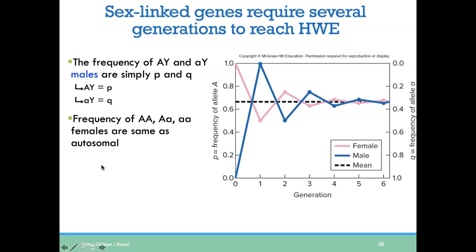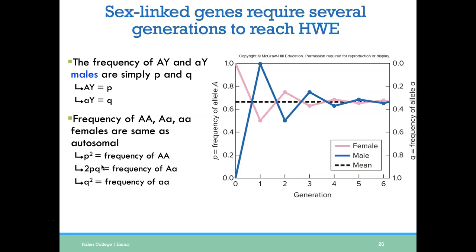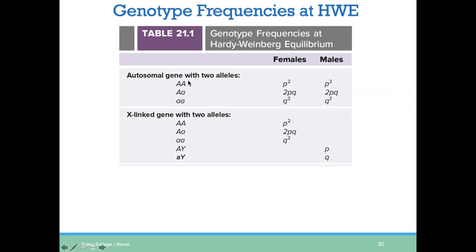And the frequencies of big A big A, big A little a, and little a little a females, meaning homozygous dominant, heterozygous, or homozygous recessive females, are the same as autosomal. So we can use the same P squared, 2PQ, and Q squared to figure out sex-linked genotype frequencies in females. So this slide is a summary. In males and females, if you have an autosomal gene with two alleles, big A big A is P squared, big A little a is 2PQ, little a little a is Q squared. For an X-linked gene, in females, it's the same because you can have two dominant X's, heterozygous, or two recessive X's. But in males, you only have one X. So the genotype frequency of dominant males, big A, Y, is just equal to the allele frequency for P because they only get one P, or in this case, one Q.